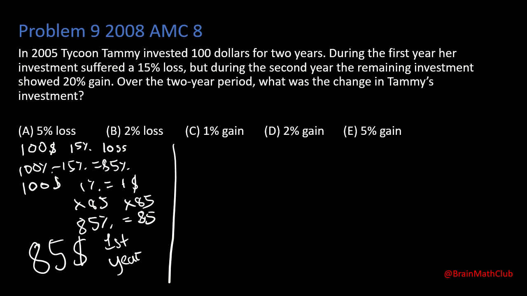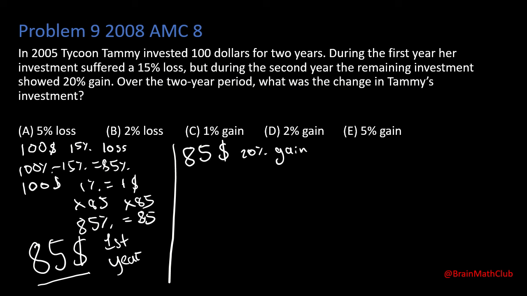Now we go for the second part, or in this case, the second year. During the second year, the remaining investment showed a 20% gain. That means that her investment gained 20%, but that isn't the only key fact. Another thing we have to be careful about is that it says remaining. So that means not the $100, but the $85. So now we start, because she had $85 after the first year. We can do $85, and then we know that it has a 20% gain.